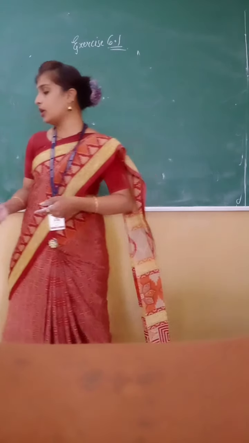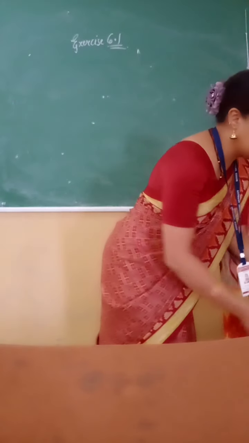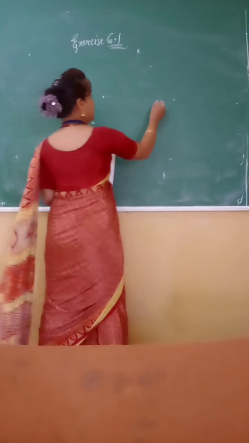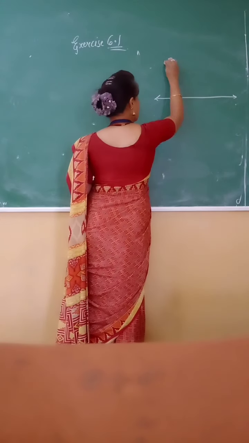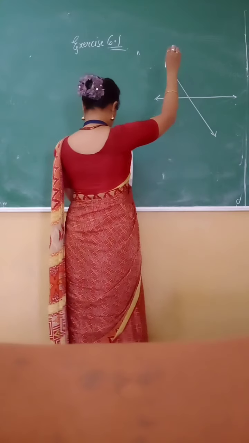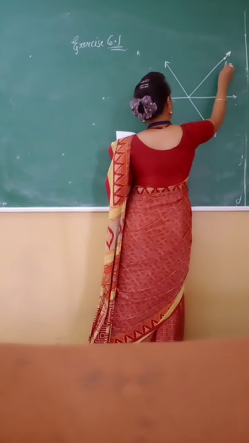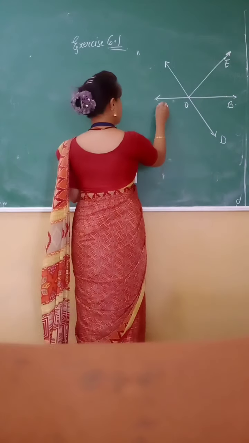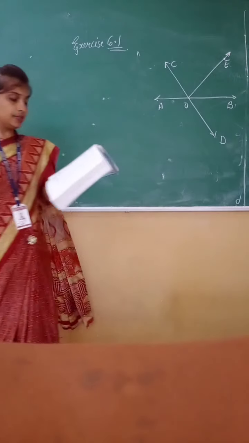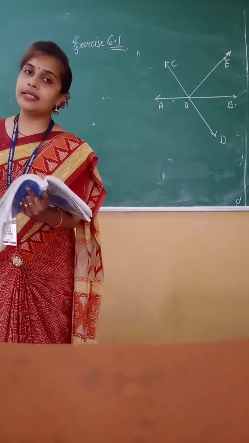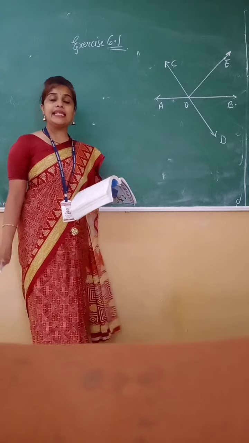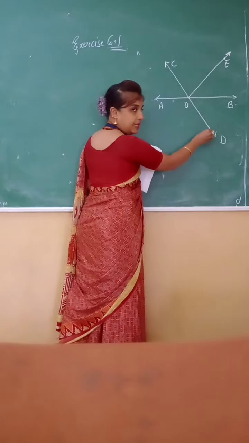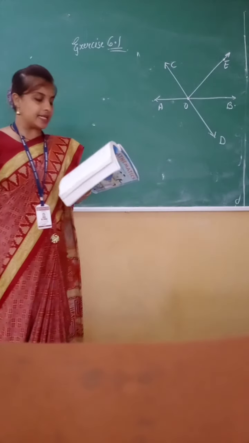Okay, now see, the first question given to us is one of the figures given. See, this is the figure here. This is the figure given to us. Here it is told that AB and CD, these are two lines which intersect at O. AB and CD, two lines which intersect at point O.